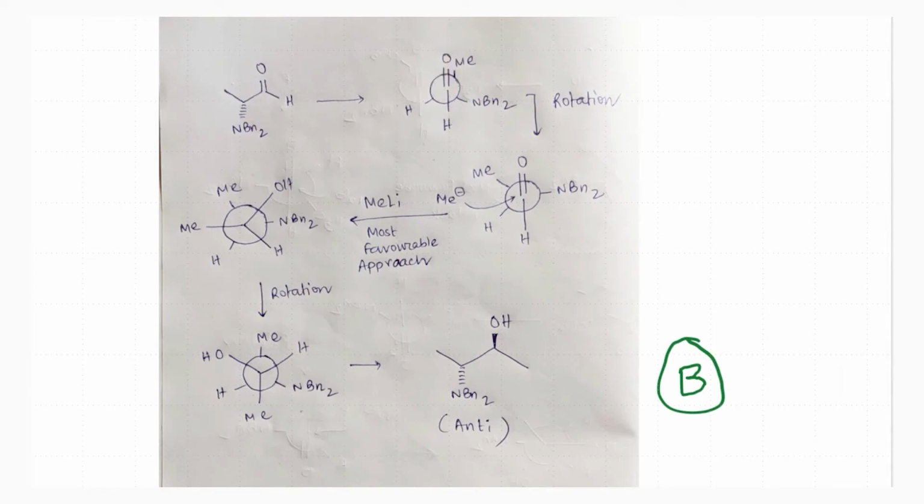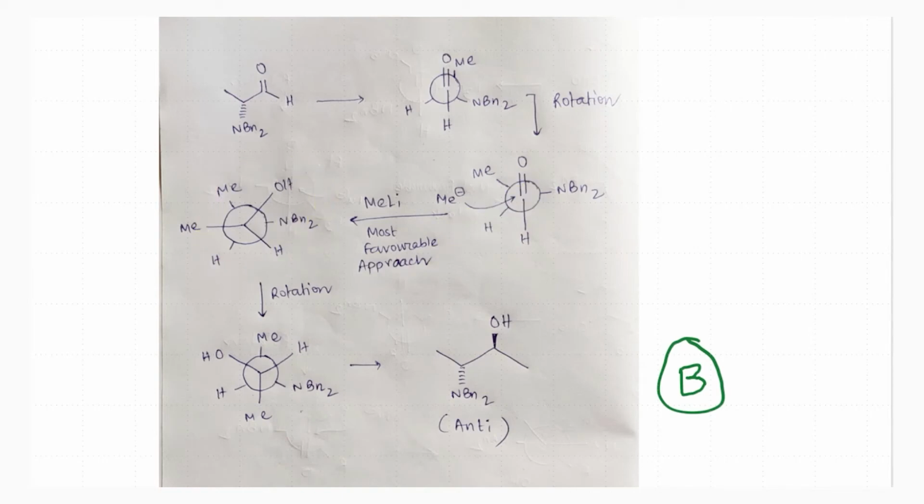Now, we need to rotate this in such a way that it's in the most reactive conformation. We already know that when you have an electronegative group like the dibenzylamino group, it is going to be at the perpendicular position. Now the attack of Me minus comes in using the Burgi-Dunitz angle as shown here, and it's going to give you this product as shown here.